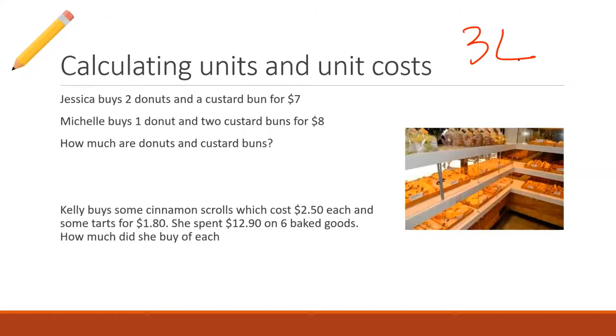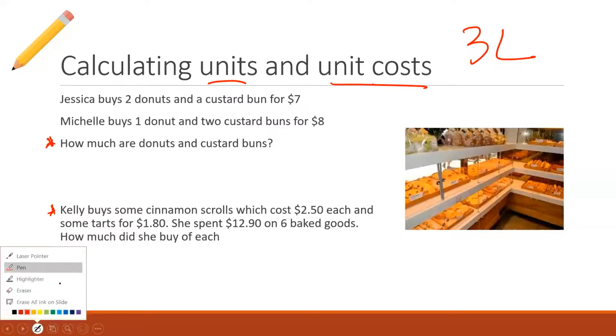And the questions will either be how much of the things individually, or how many of those individual things that you bought. So because of that, I think you are either looking for the units or the unit costs. So this one at the top, let's do this in green. This one at the top is finding a unit cost.